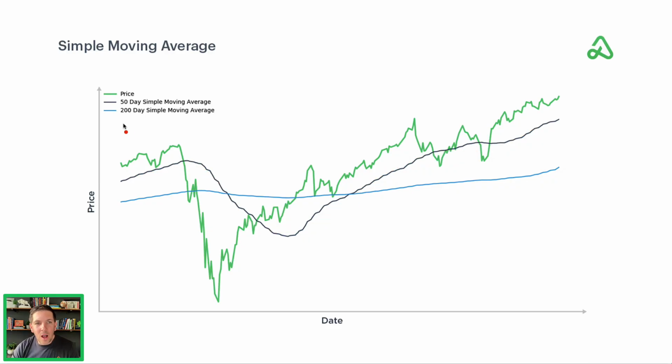If you look at the 200-day moving average in this case, you can see that it's taking obviously 200 days of trading data and then plotting the line. So it is going to move a little bit, but it's going to be a little bit less reactionary.